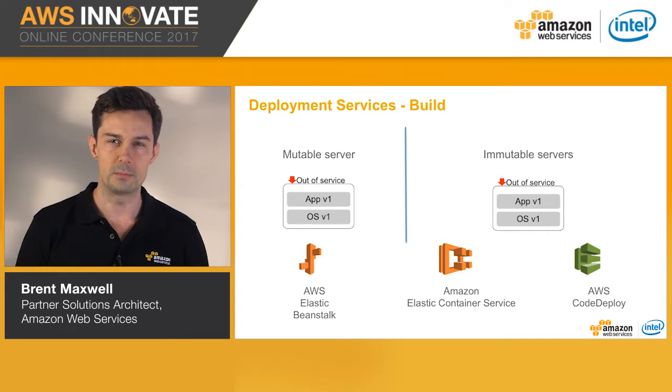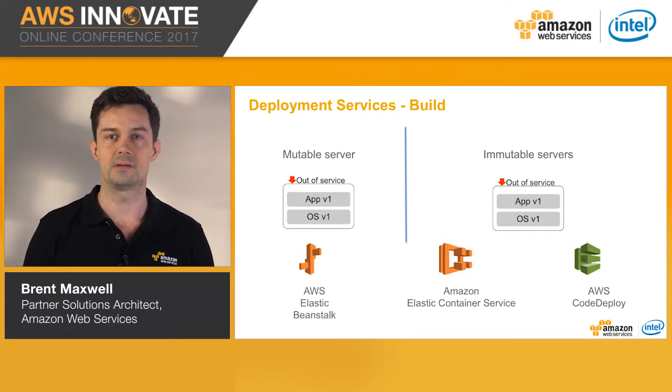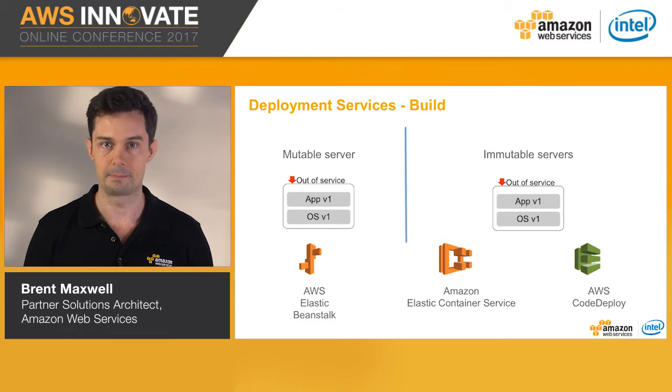So I just want to touch on mutable and immutable infrastructure. With both mutable and immutable servers, you'll start out by deploying version 1 of your brand new app onto both servers and bringing them online.